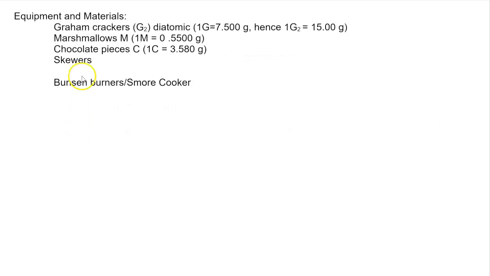So here are the ingredients. Here we have graham crackers. We're going to call it a diatomic graham cracker, meaning that we take one rectangle and break it into the top and the bottom of our s'more. 1 graham cracker is equal to 7.5 grams, so our diatomic graham cracker is 15 grams. I just got this off the side of the packaging. A marshmallow is 0.550 grams. One chocolate piece is 3.58 grams. And those are the only ones we need masses of.